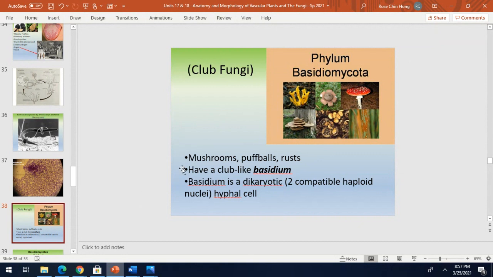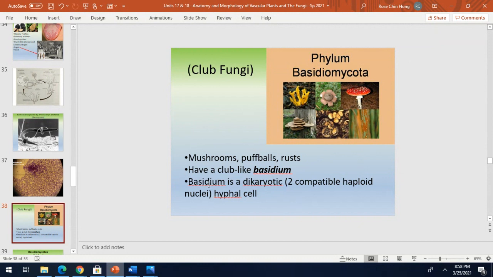So now let us see some of the representatives of Basidiomycota. They could be mushrooms, puffballs, and they do have rusts that affect plants. Like here, you see they can be parasitic, and it will kill plants.